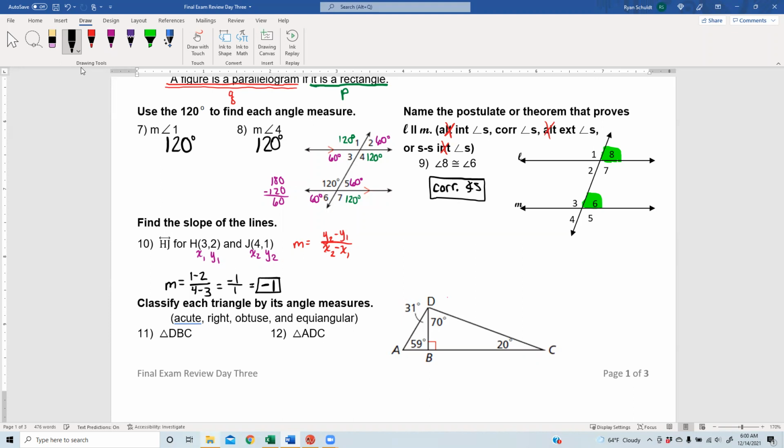The next 2, we have to classify each triangle by its angle measures. And they give you the options: acute, right, obtuse, and equiangular. Those are the only 4 options we can use. We're not saying anything else. First, they ask us about DBC. So DBC, this triangle right there. It's got a right angle, which means this is a right triangle.